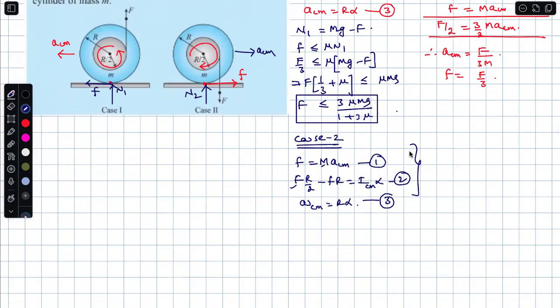Whereas in the other case, everything is the same actually. You can see that. But the only thing is, in this case, normal reaction is mg plus F.